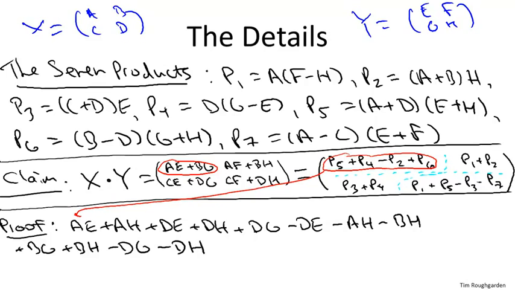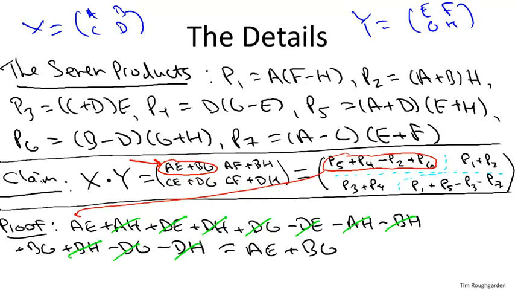Okay, so what happens next? Well, now we look for cancellations. So we cancel the AHs, we cancel the DEs, we cancel the DHs, we cancel the DGs, we cancel the BHs, and holy cow, what do we get? We get AE plus BG. That is, we get exactly what we were supposed to in the upper left block of x times y. So we just actually verified that this equation holds for the upper left block. It's quite easy to see that it holds for the upper right and lower left blocks, and then a comparable calculation verifies it for the lower right blocks of the two.